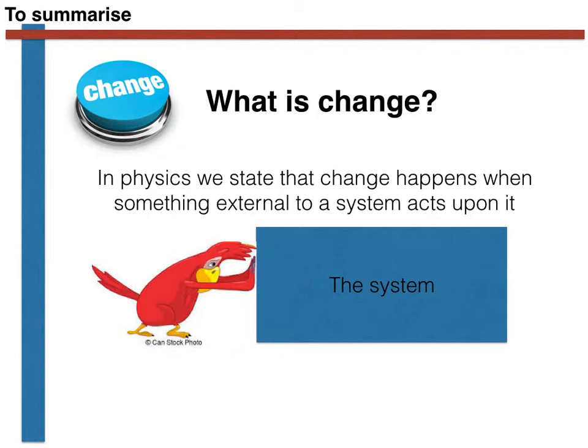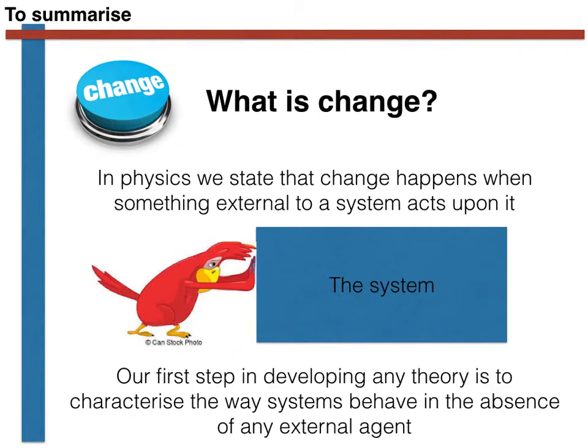I then argued that our first step in developing any physical theory was to characterize the way the system behaves in the absence of an external agent. In Newtonian physics, this is done by asserting that a body remains at rest or travelling at a constant speed unless it is acted upon by an external force.